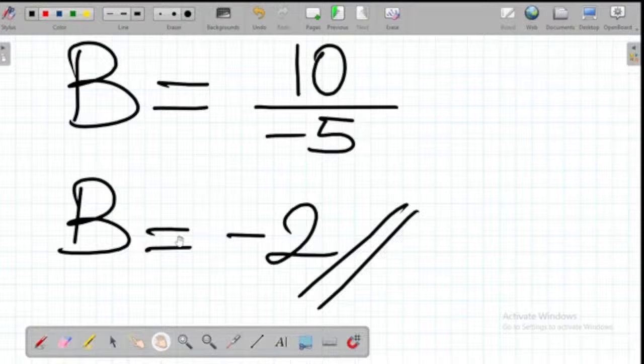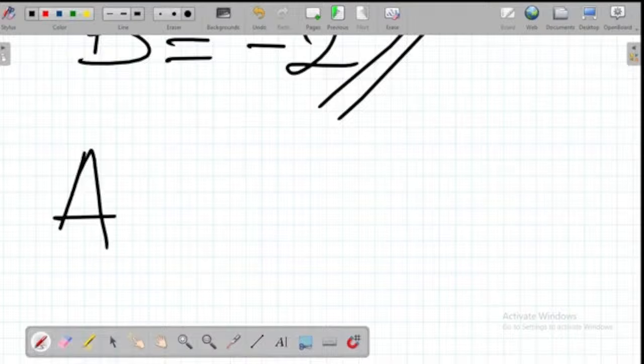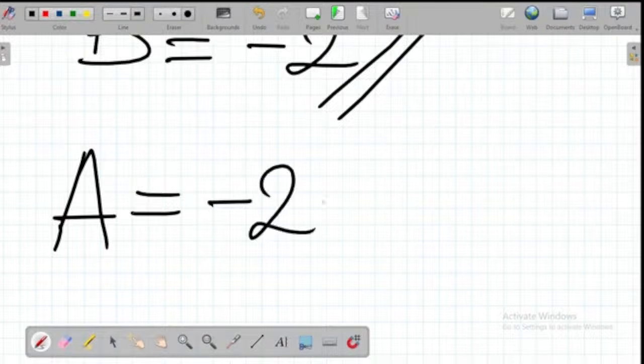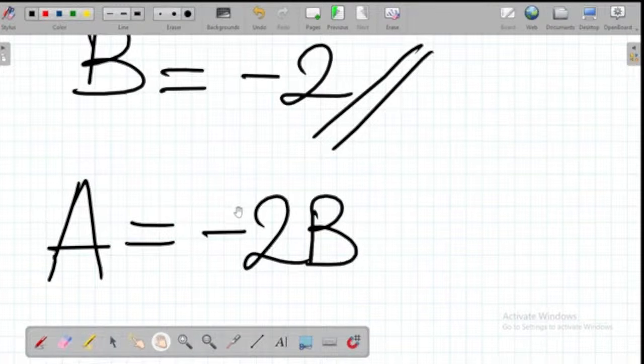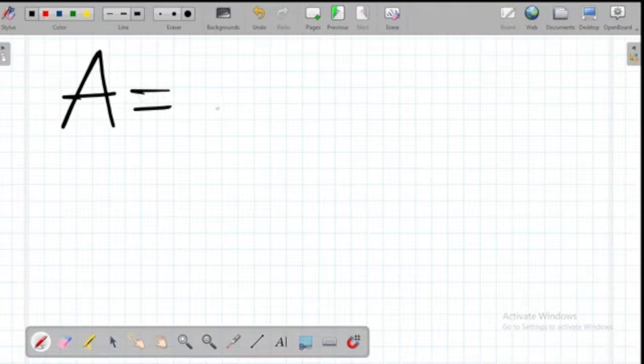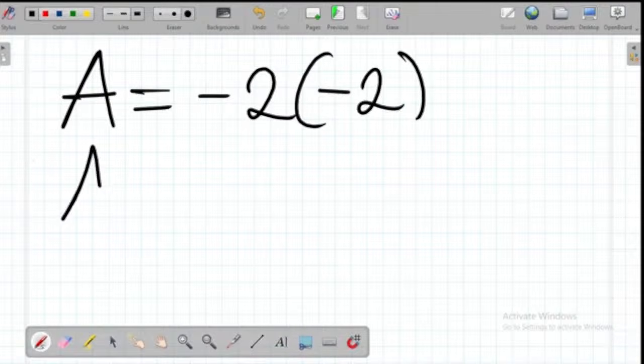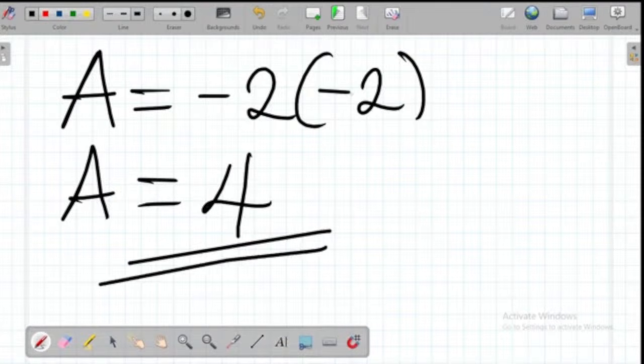Alright, so let's put the value of B into A. Recall that A was gotten as negative 2B. So if we substitute the value of B, which is negative 2, into A, we will have A is equal to negative 2 multiplied by negative 2. So therefore, A becomes 4 because negative 2 multiplying negative 2 is positive 4.